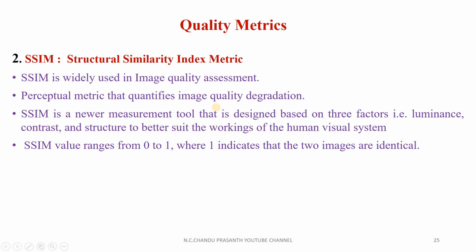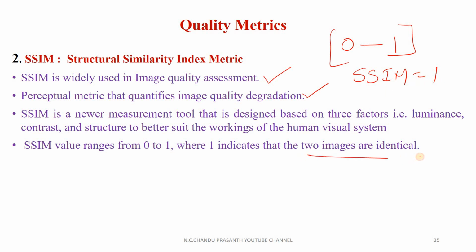Another image quality metric is SSIM, the Structural Similarity Index metric. SSIM is widely used in image quality assessment. It is a metric that quantifies image quality degradation, that is, how the image quality is degraded. Always remember SSIM values always range from 0 to 1. If the SSIM value is equal to 1, we can say the two images are identical.